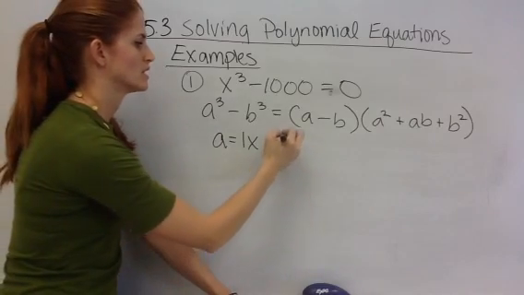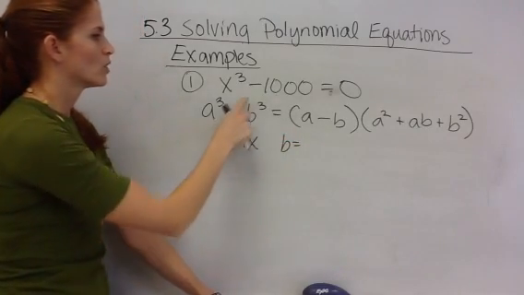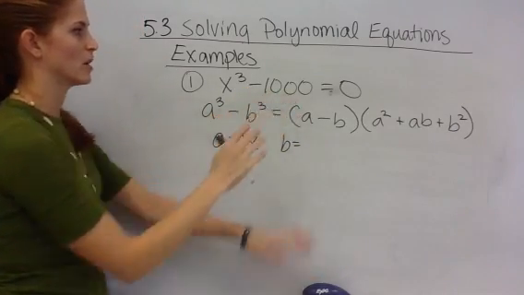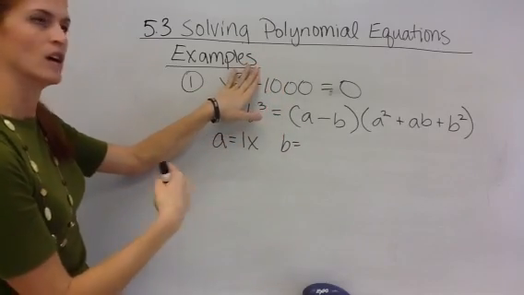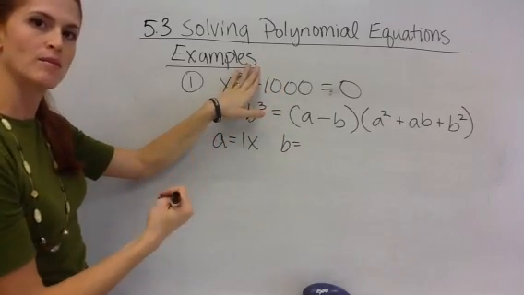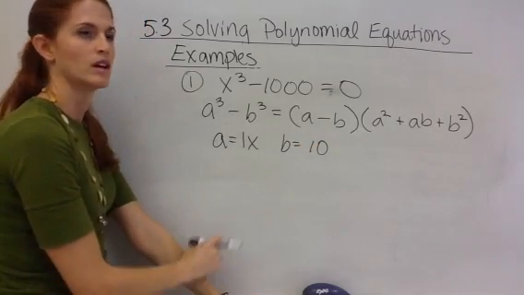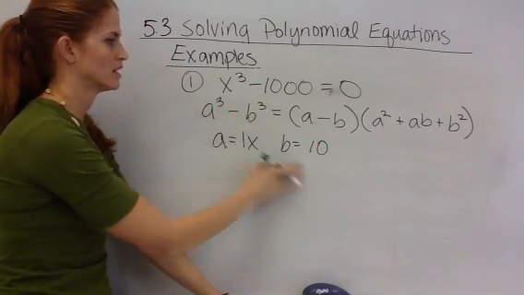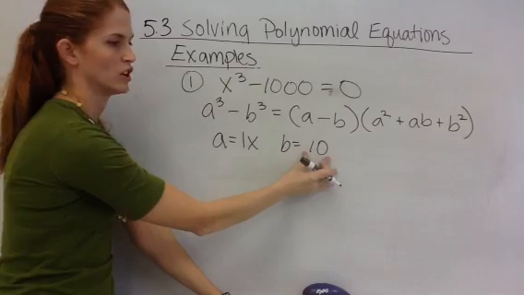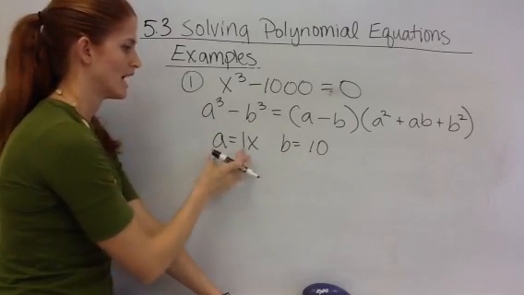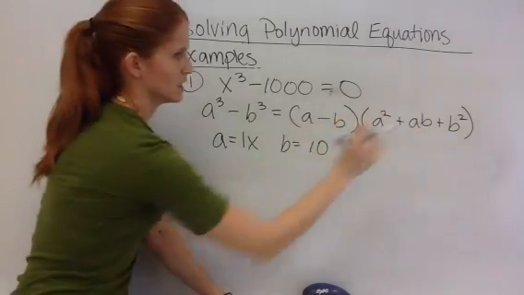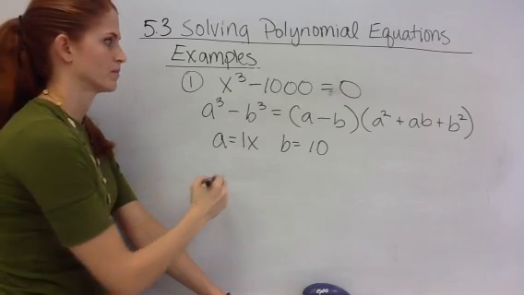What I want to do now is consider what b is. We ignore the sign, so we just want to look at the number. The number is 1,000. What number times itself 3 times gets you 1,000? Well, that's 10. So we just ignore the sign, and we find the cube root of that. So b is 10. Now that I know a and b, I plug them in here, and it'll factor it for me.